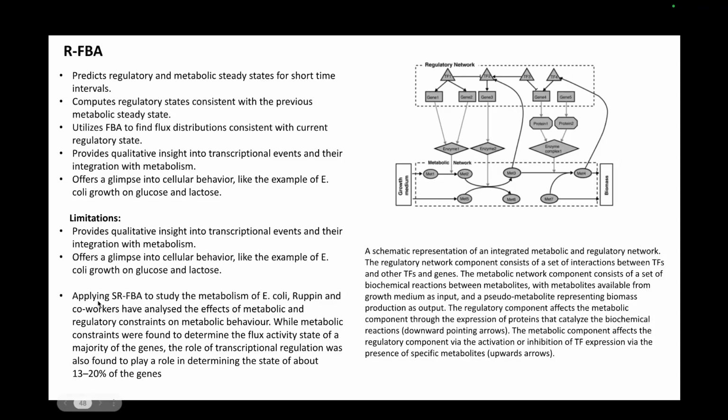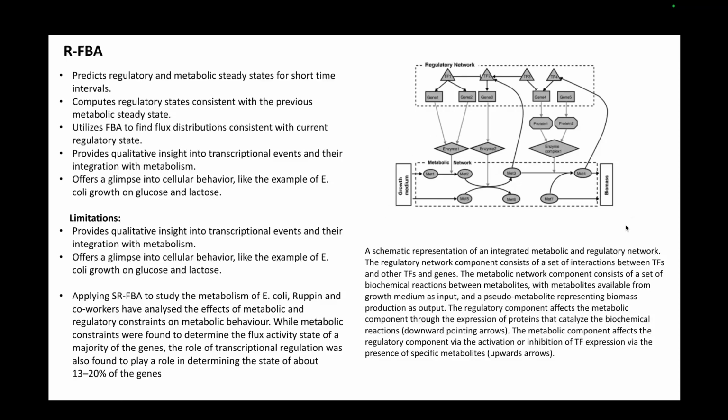Applying RFBA in the study of E. coli, there was a study where they analyzed the effects of metabolic and regulatory constraints on metabolic behavior. While metabolic constraints were found to determine the flux activity state of a majority of the genes, the role of transcription regulation was also found to play a role in determining the state of over 13 to 20% of the genes. So not only one layer of regulation, there can be multiple layers of this regulation, which is very hard to model in the case of FBA and its extension RFBA.